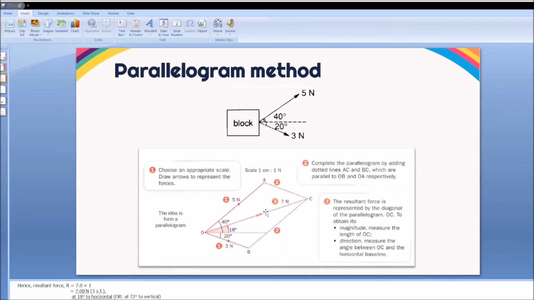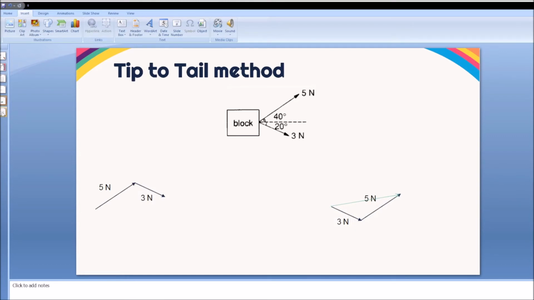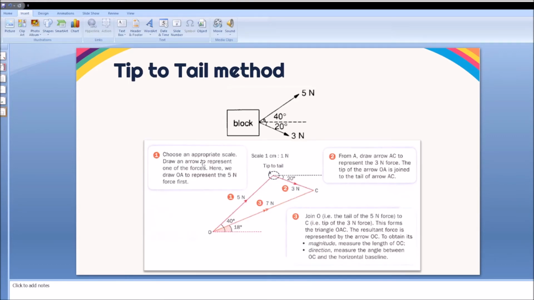And it will still be the same as how the parallelogram method works, as in the resultant force will still be the same, whether you use the tip to tail or the parallelogram method. Okay, and here is the summary where you can see how this is done.